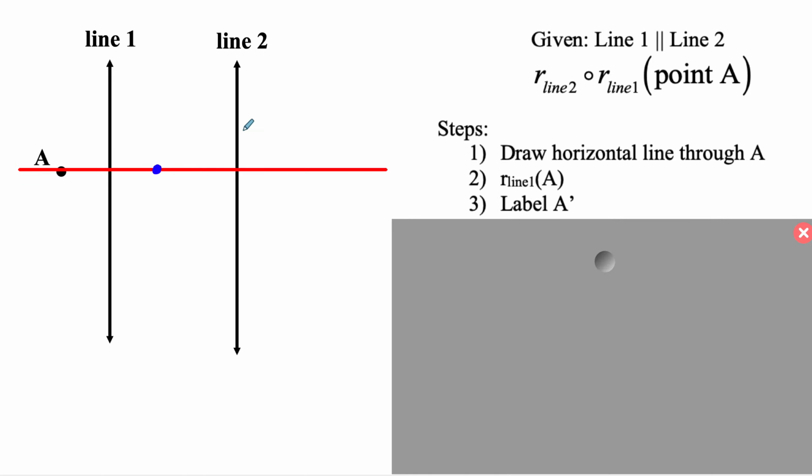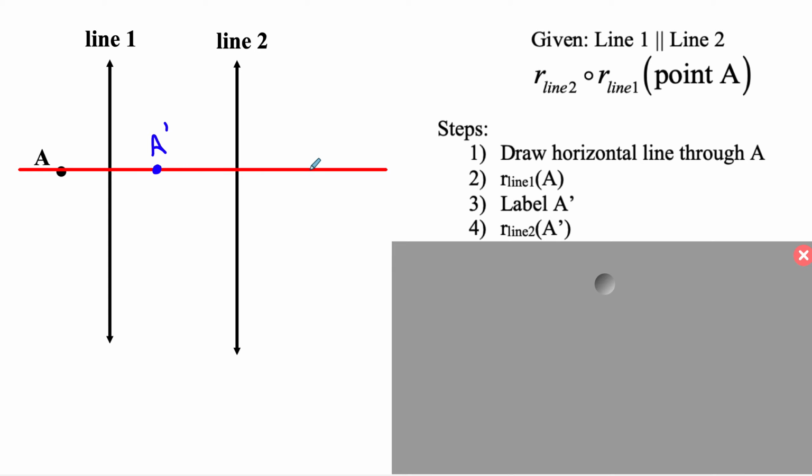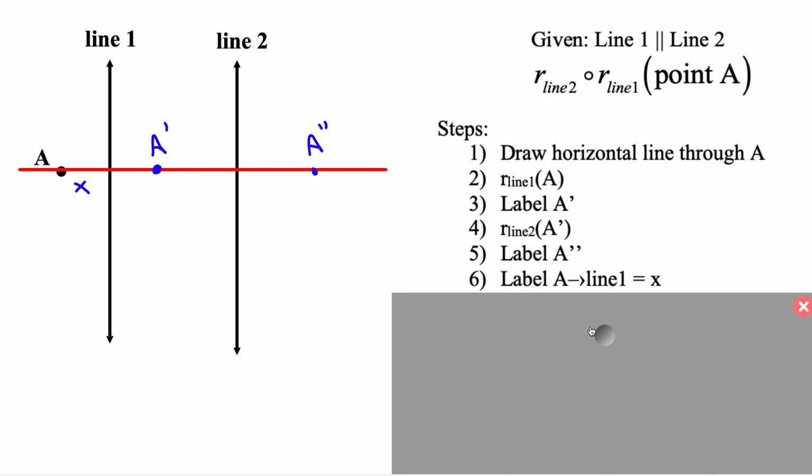If that seems familiar, it should be. Reflect A prime over line 2. See that distance and that distance about the same, right? Label it A double prime. Then label A to line 1 x. The most number of variables you're going to need to use are 2. That is x and y, and that's it. In some cases, you'll be able to get away with one variable. You don't want to use a bunch of different ones.